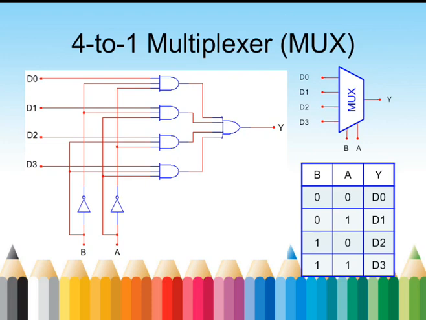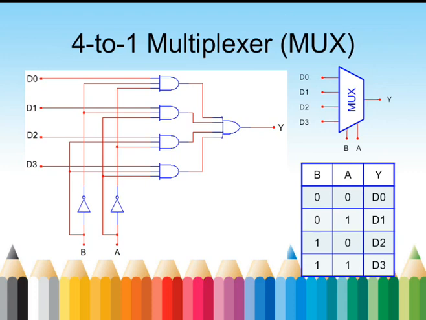Since it has 2 select lines, it will have 4 different combinations: 0 0, 0 1, 1 0, 1 1. So for select input 0 0, the output line selects the data D0. For select input 0 1, the output line selects the data D1. For select input 1 0, the output line selects the data D2. Similarly, for select input 1 1, the output line selects the data D3.